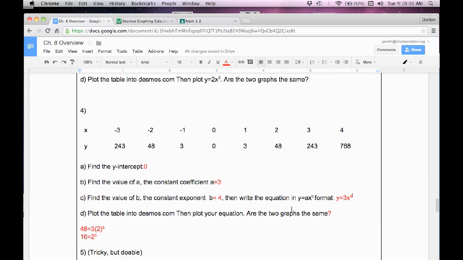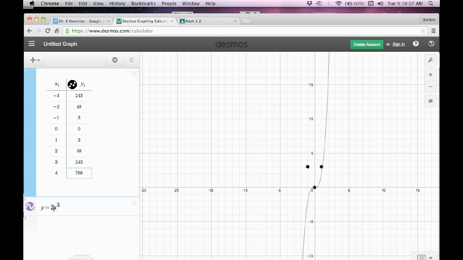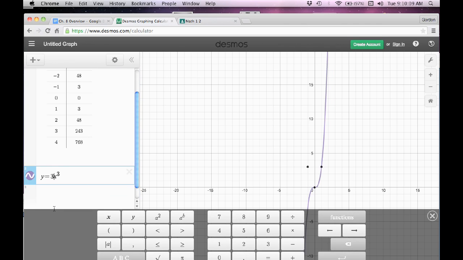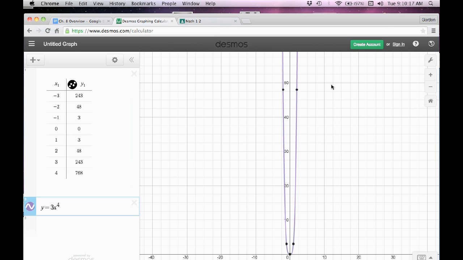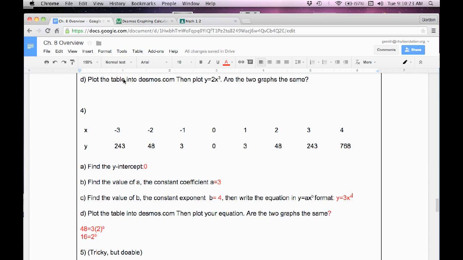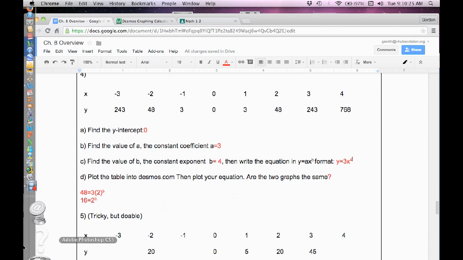Okay, so now we got to put y equals 3x to the 4th. Just try to match this. So we say 3x to the 4th. Look at that. I mean, look at it. It's perfect. It's excellent. What does that tell you? It tells you that our answer is correct. Good job. There's number 4.